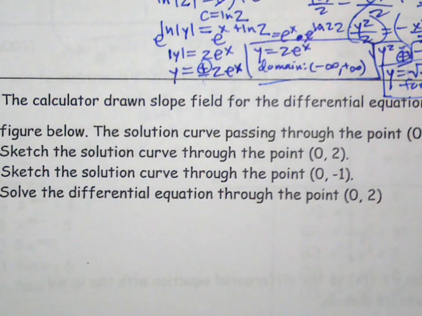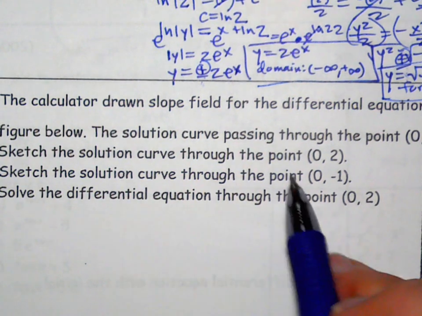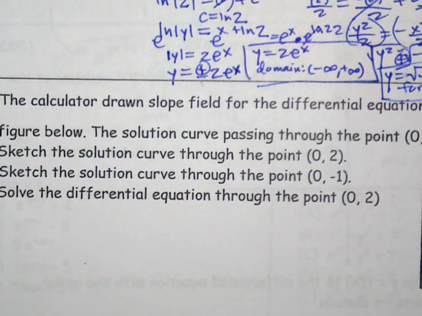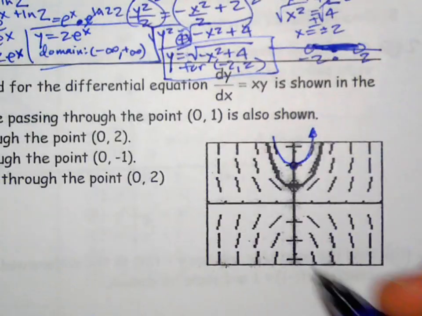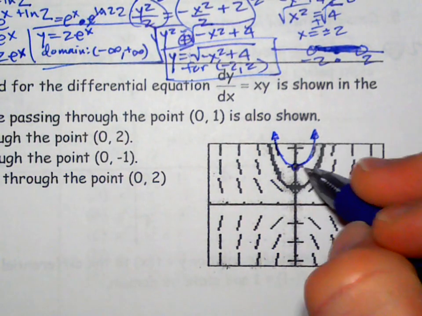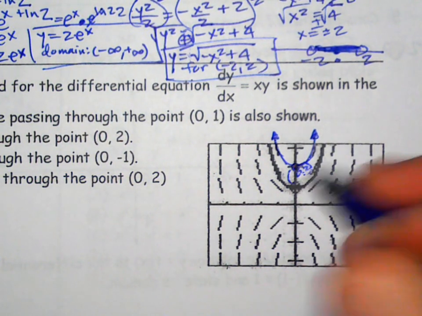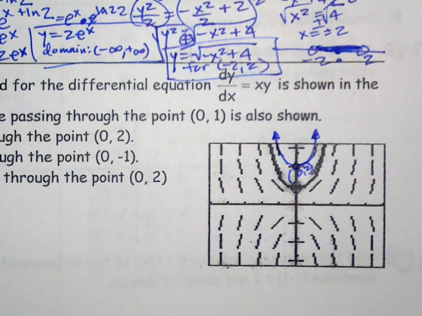Number 5, sketch the solution curve through 0, 2. Well, that's right here, and we sketch it. And I really do want you to put arrows on the ends. So that's 0, 2, right? This is the specific solution, or particular solution.